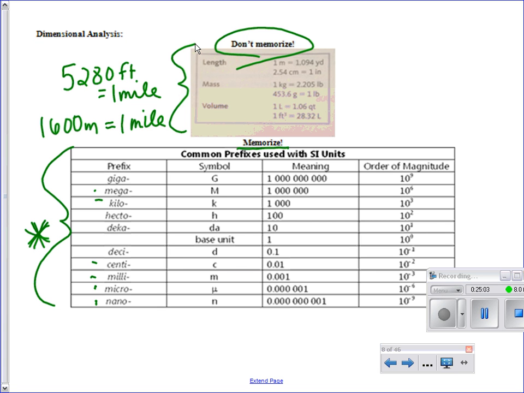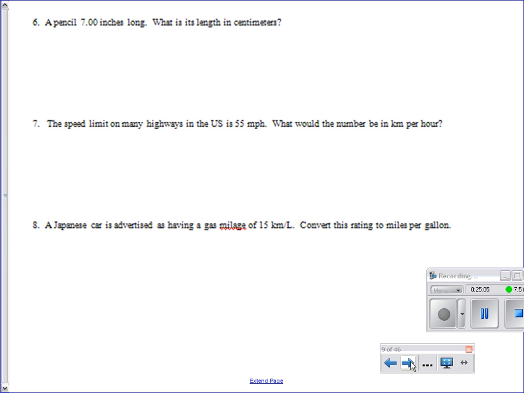All right, so I want to practice some dimensional analysis. We're using a lot of the American system here. This is just strictly for the dimensional analysis practice. If I give you any American system on a test or quiz, I will give you the conversion. Okay? A pencil is 7 inches long. What's its length in centimeters?